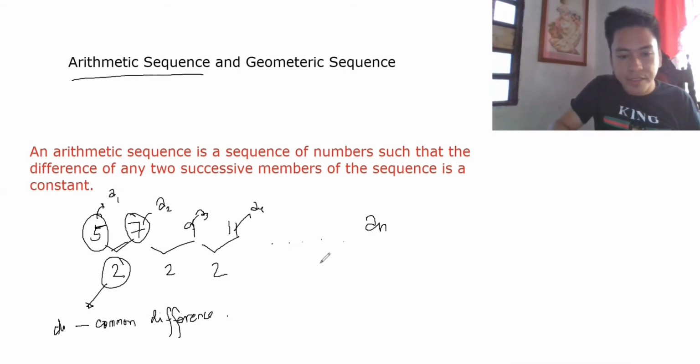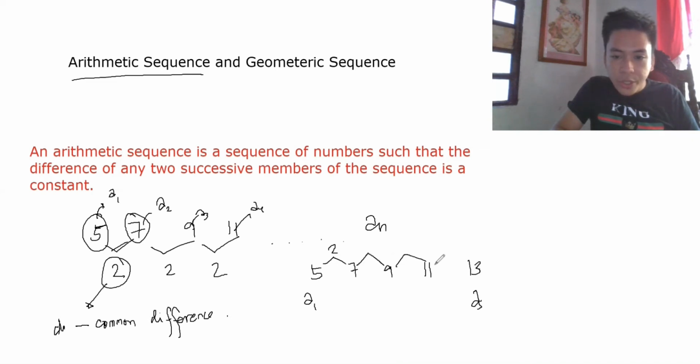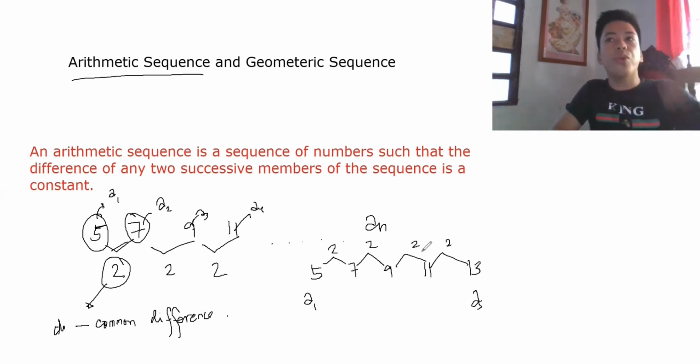If you notice, let's say I have 5, 7, 9, 11, 13. The common difference here is 2. This is the first term, and this is the 5th term. Take a look at this: how many 2's, the common difference, would you find before you get to 13? There are 4. That means you have to go through 4 D's, where D is the common difference, to reach the 5th term.